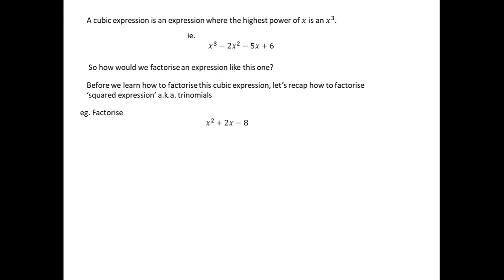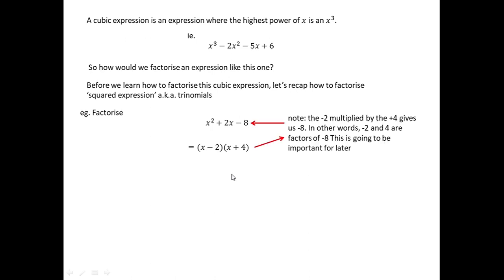There's a trinomial. How would we factorise that? Something like this. Something to note, the negative 2 times the 4 gives us negative 8, because the negative 2 and the 4 are both factors of negative 8.